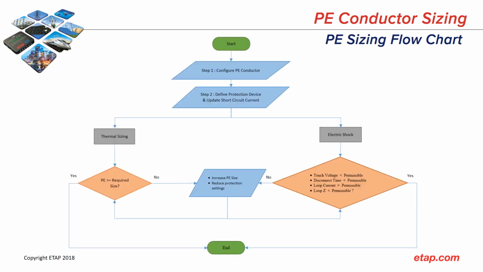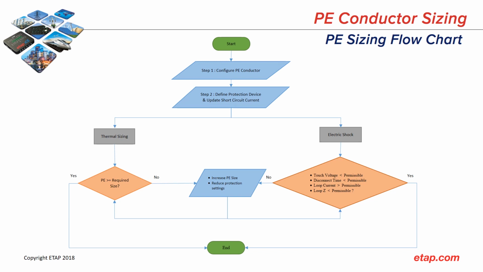The PE sizing process can be simply described using the flowchart below. Steps 1 and 2 include setting up the PE conductor, defining the upstream protective device, and running short circuit analysis so that the disconnection time of the protective device can be calculated. These assume grounding types have already been defined at the upstream transformer or source.